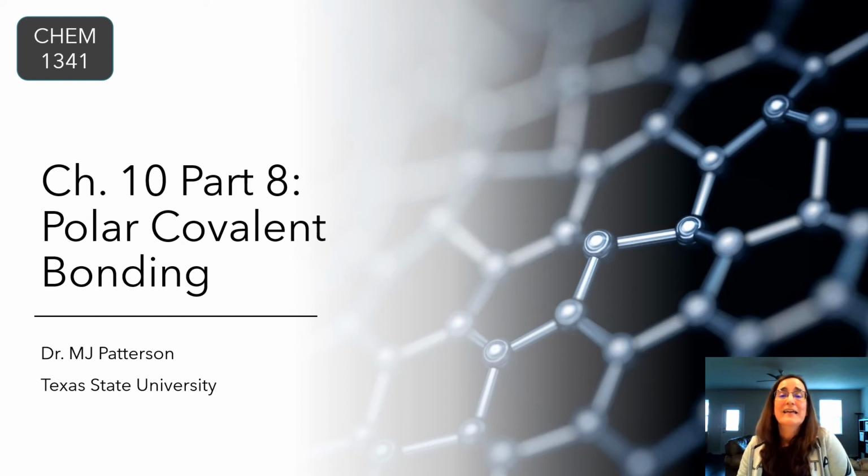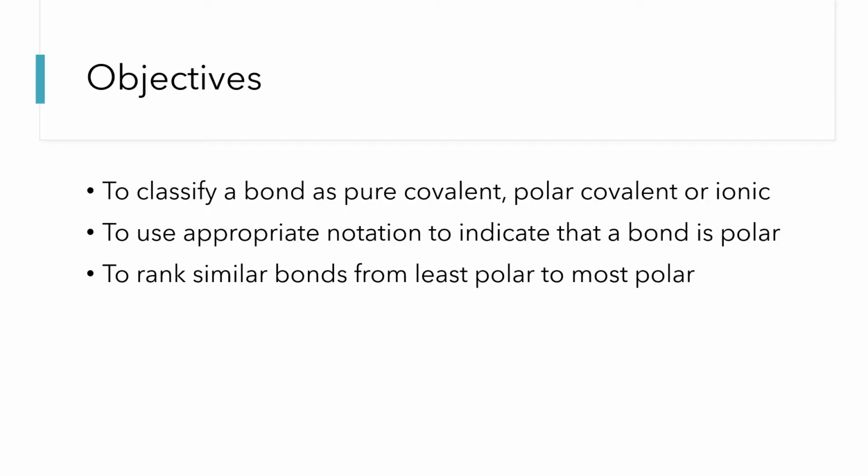Hi Bobcats. In this video we're going to take a closer look at polar covalent bonding and some of the notation that goes with it. We will see how to classify a bond as being a pure covalent, a polar covalent, or an ionic bond. And we'll use the appropriate notation to indicate that a bond is polar.